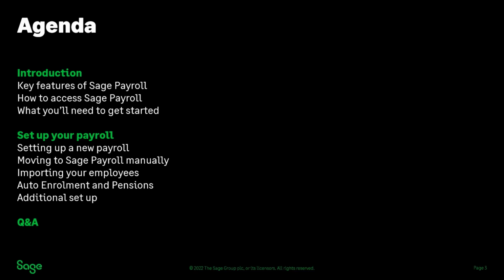We're then going to demonstrate the setup options. So we'll start with the simplest option, how to set up a new payroll if you're taking on employees for the first time. We'll then move on to how to move your payroll to Sage Payroll either manually or by importing your employees from your latest FPS file. We'll talk you through the auto enrollment and pension setup in the software, and also some additional setup steps to get you ready for that first pay run.